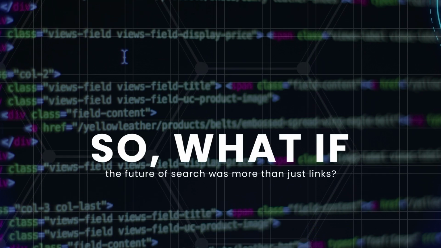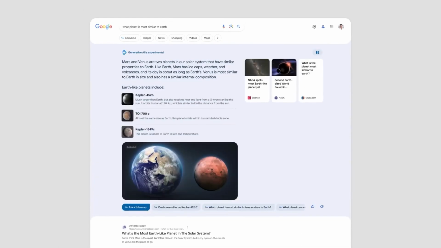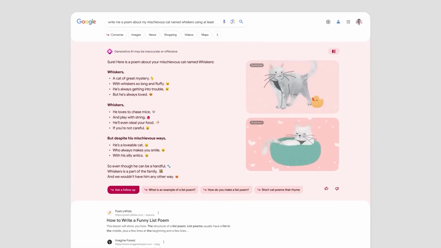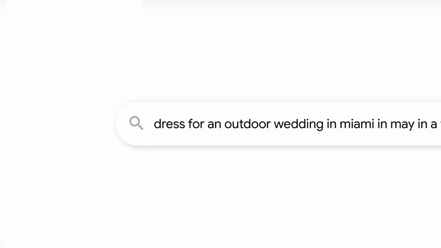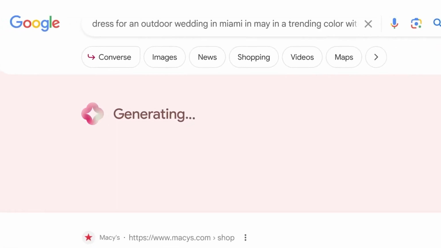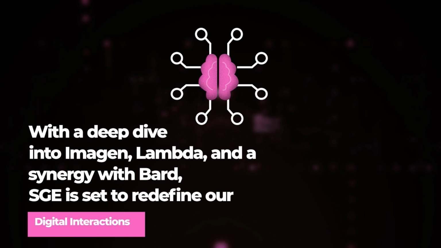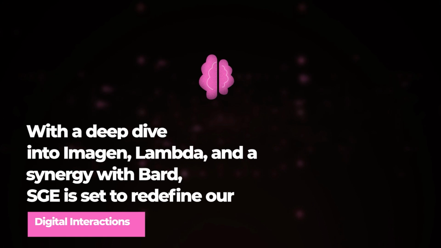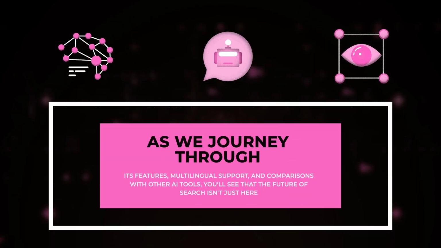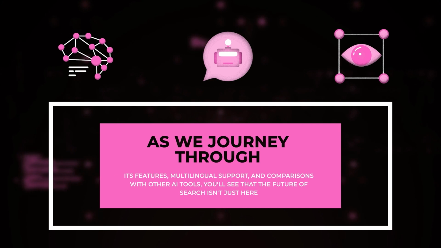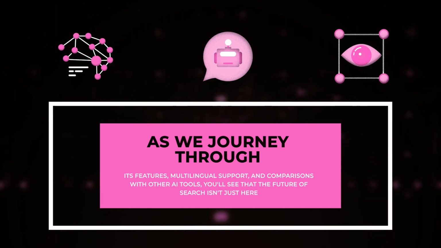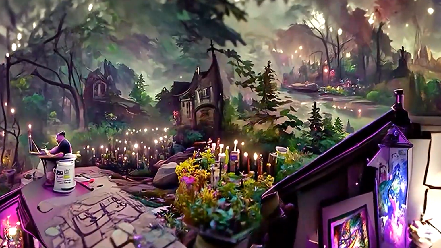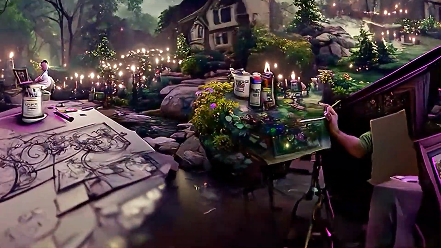So, what if the future of search was more than just links? Well, meet Google's Search Generative Experience (SGE), where generative AI meets powerful text-to-image capabilities, creating a search experience like never before. With a deep dive into Imagen, Lambda, and a synergy with Bard, SGE is set to redefine our digital interactions. As we journey through its features, multilingual support, and comparisons with other AI tools, you'll see that the future of search isn't just here. It's vibrant, intuitive, and personalized.